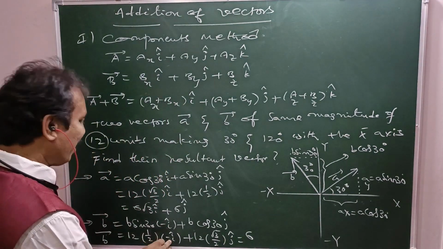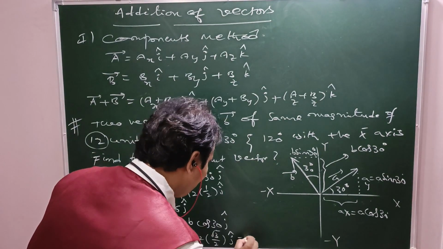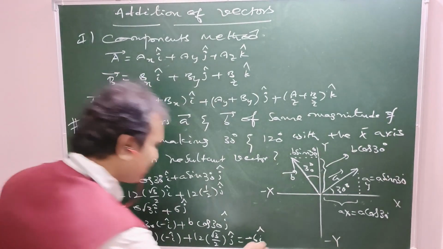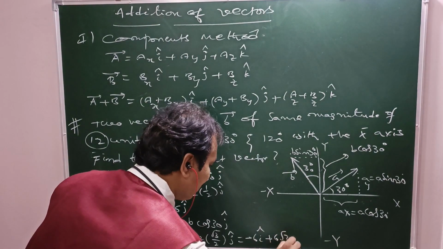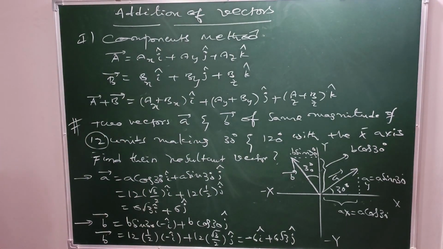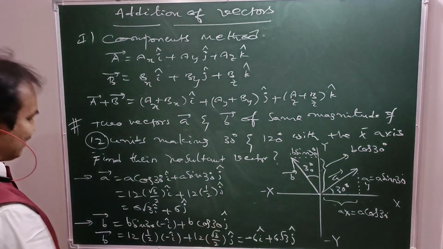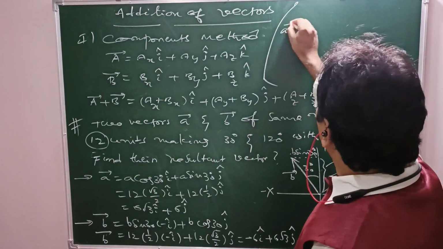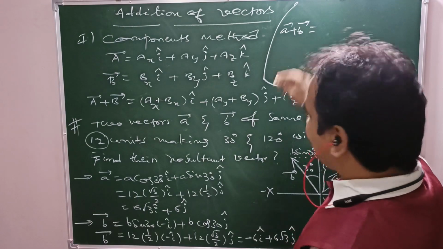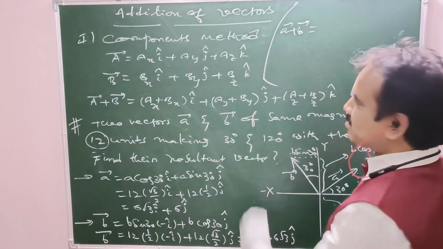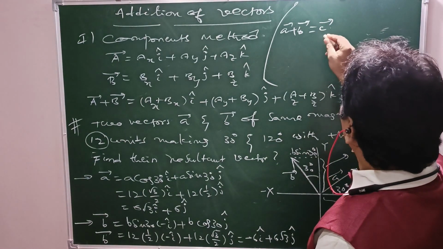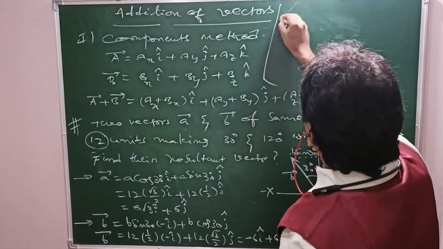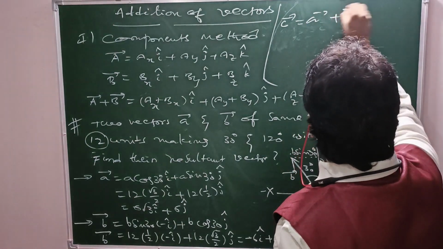6 into minus I cap, that is minus 6 I cap, plus 12 by 2 is 6 root 3 J cap. Now what is the result here? A bar plus B bar is the resultant vector. A bar plus B bar equals some C bar, otherwise resultant vector C bar equals A bar plus B bar.